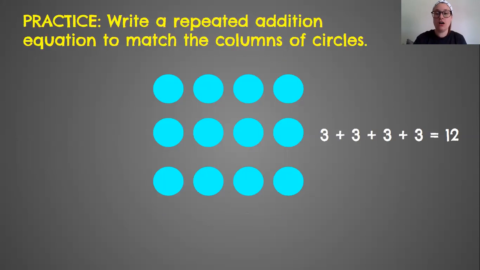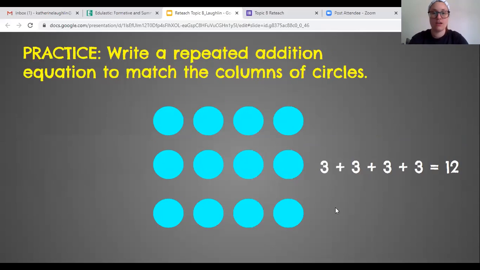Right, because columns go up and down. So we have 1, 2, 3, 4 columns, and there are 3 circles in each column. Here's the first column, second column, third column, fourth column. They each have 3 circles in the column. So when you add that all up, that gives you 12 circles total in the array.